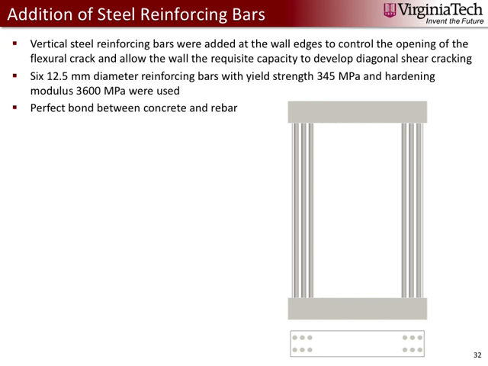So I'll explain why in a second, but we've added vertical steel reinforcing bars at the wall edges. We do this to control the opening of that flexural crack which you saw, and allow the wall to reach a lateral load that's required to develop this diagonal shear cracking, which you saw in the specimen with the highest axial load before. There's a perfect bond between the concrete and the rebar, meaning that no bond slip law was applied.